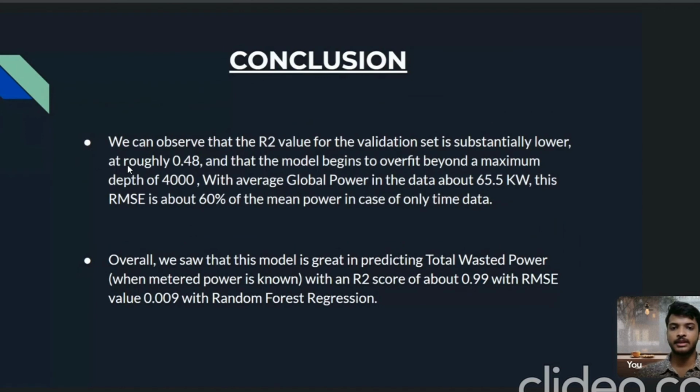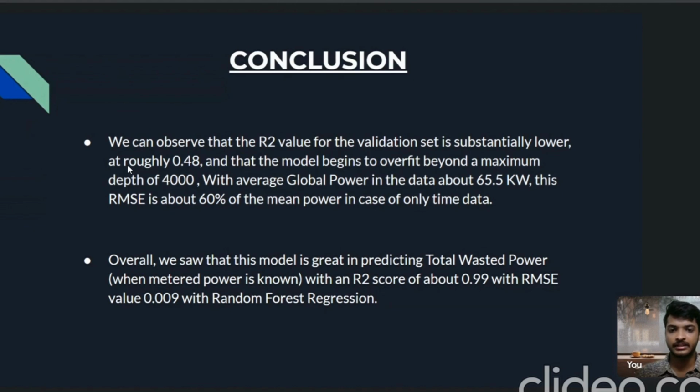We can observe that the R square value for the validation set is substantially lower at roughly 0.48 and the model begins to overfit beyond a maximum depth of 4000. With average global power in the data about 65.5 kW, this RMSE is about 60% of the mean power in case of only time data.